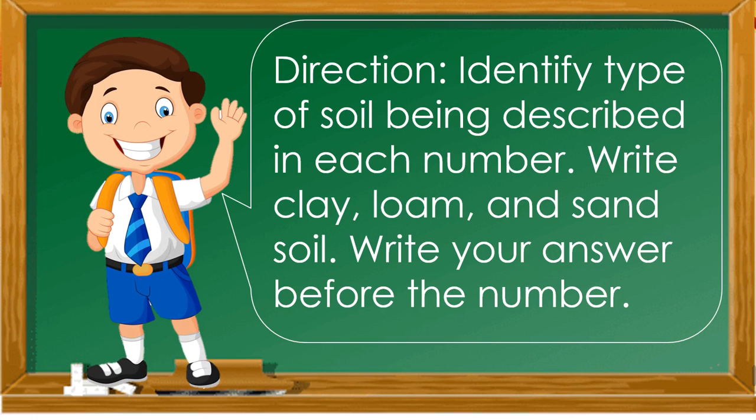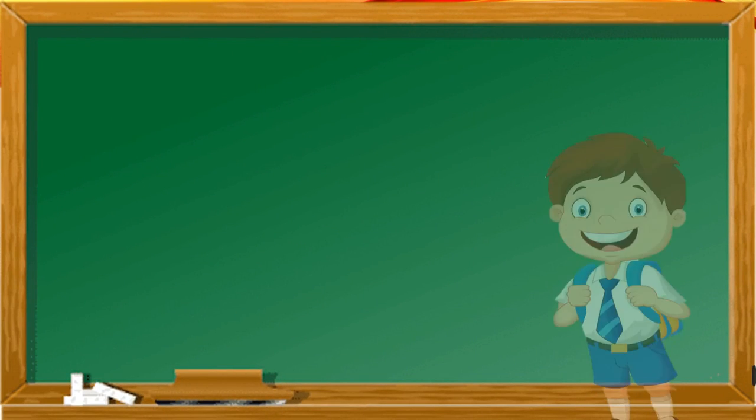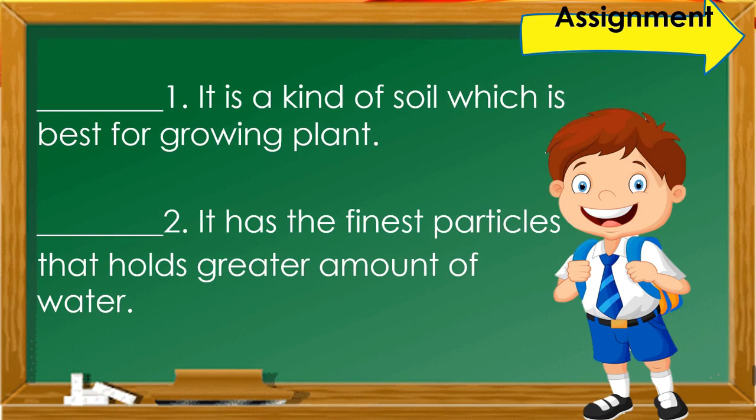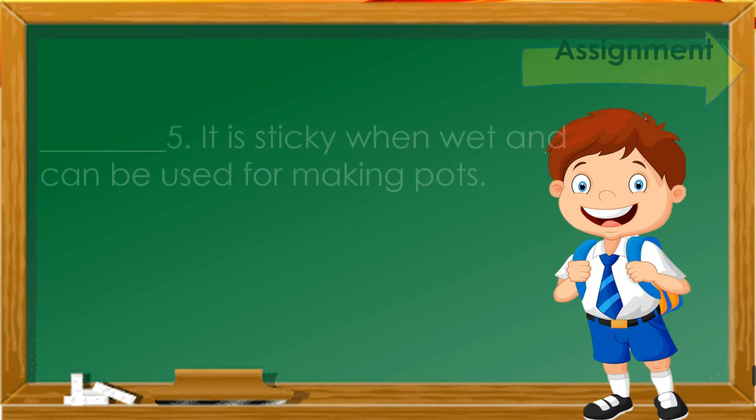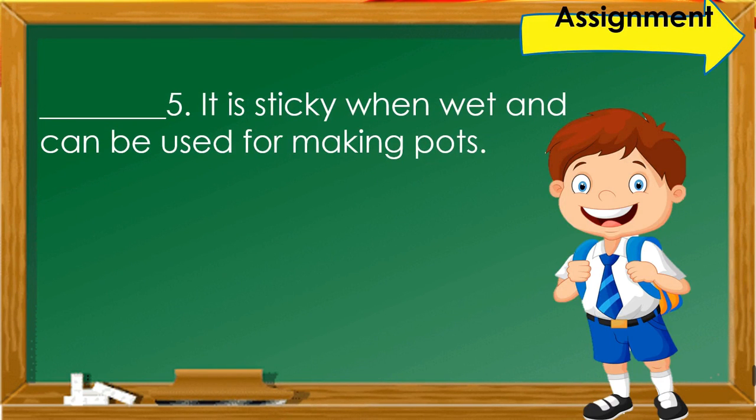Number 1. It is a kind of soil which is best for growing plants. Number 2. It has the finest particles that hold a greater amount of water. Number 3. It is made of smallest particles of rocks which contain decayed matter of plants and animals. Number 4. It is characterized for being loose and coarse. Number 5. It is sticky when wet and can be used for making paths.